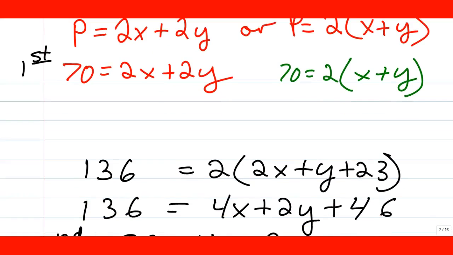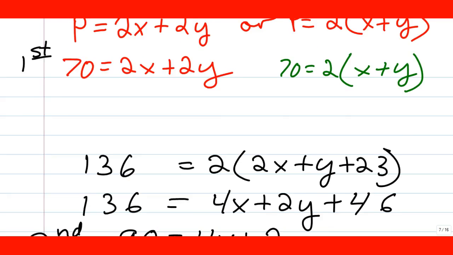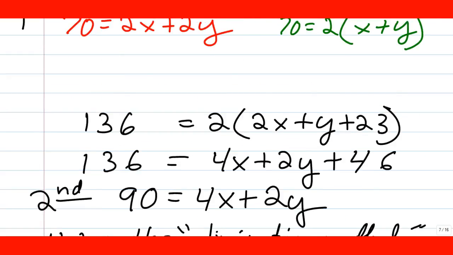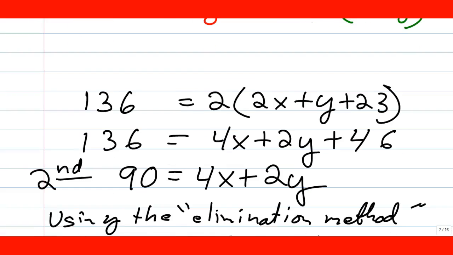So, with the other information that I read out of the sentence, I was told that if I were to change the perimeter to 136, let's come back up to the question. If I changed the perimeter and it was 136, I know that this situation will occur if the widths were doubled, or 2 times the width, and the lengths were increased by 23 meters. That means I'm adding 23 to the lengths. So let's come back down here and do that.